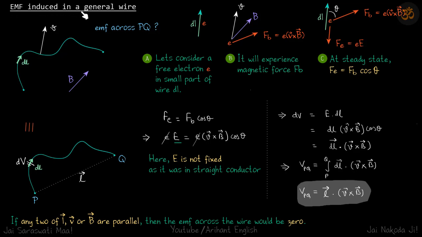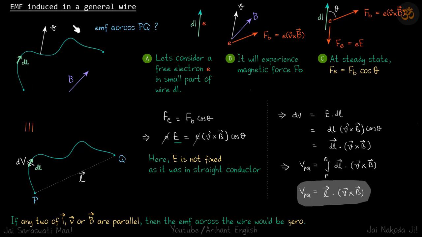EMF induced in a general wire. So we have seen before how a straight conductor traveling in a magnetic field which is perpendicular to its velocity behaves. We have seen that the EMF induced there is BVL. Now we will take a case of a general wire, and here the B need not be perpendicular to this wire. I mean, anyway this wire is curved.